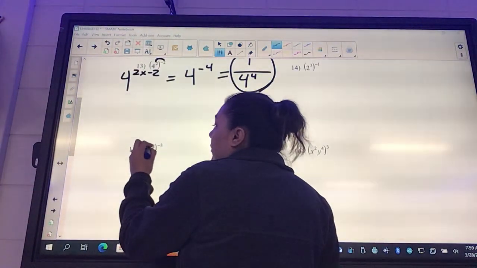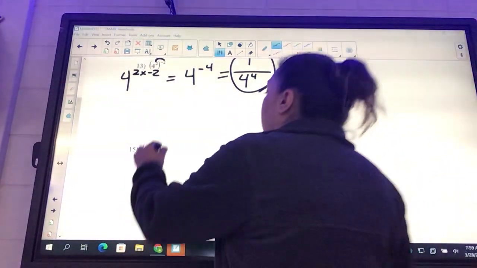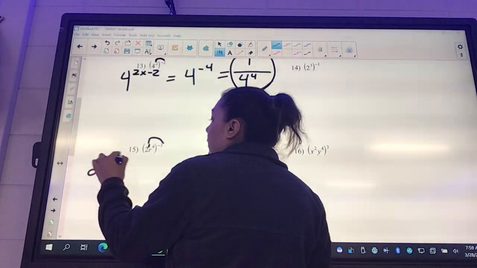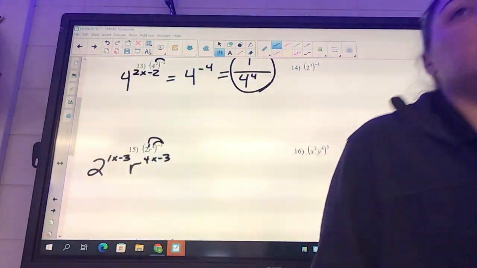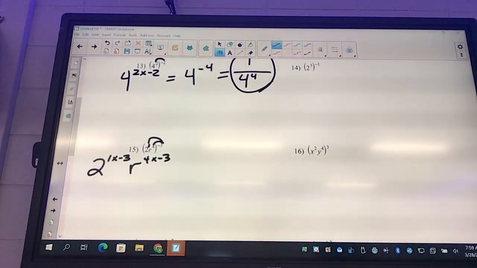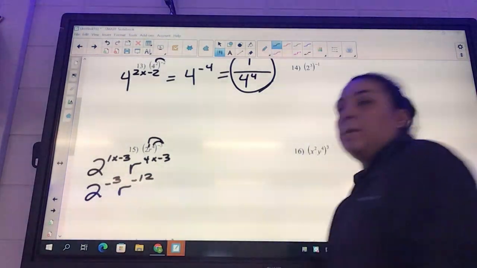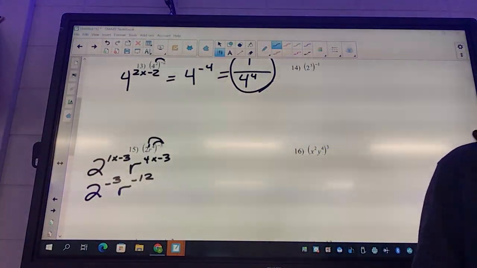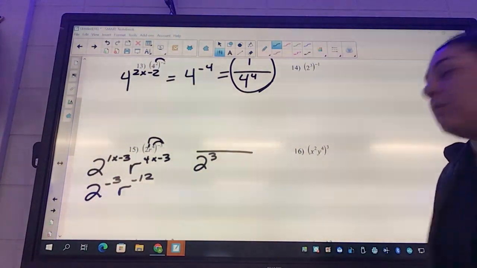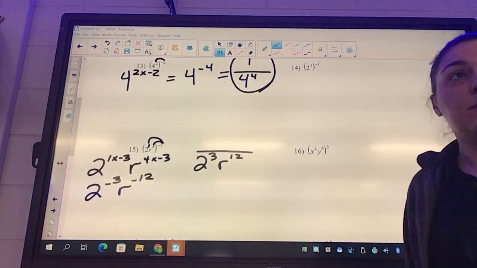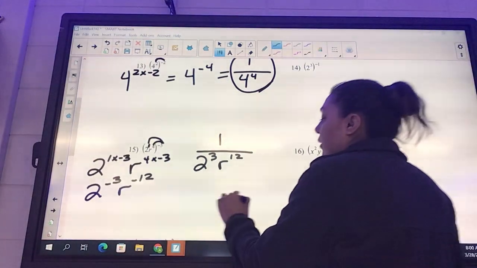Number 15, put a 1 right next to this 2. So you're going to get 2 to the 1 times negative 3, r to the 4 times negative 3. So you're going to get 2 to the negative 3, r to the negative 12. Where does the 2 to the negative 3 go? Bottom. R to the negative 12. Bottom. What goes on top? 1. Are we finished? We need to simplify it. What is 2 to the 3rd power? 8.